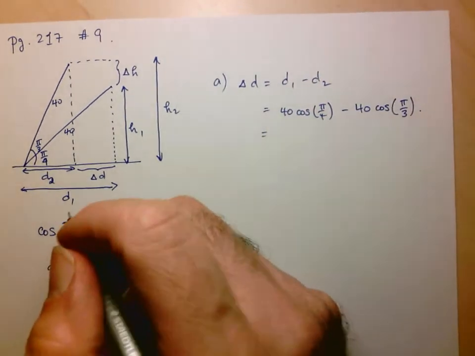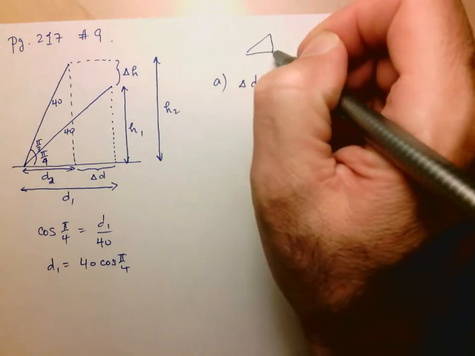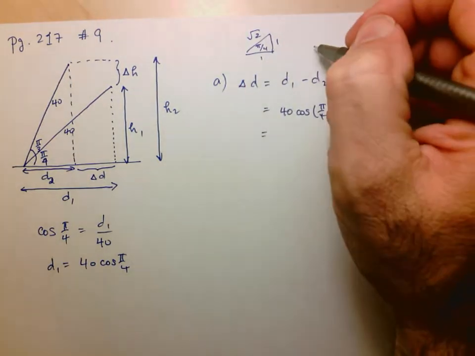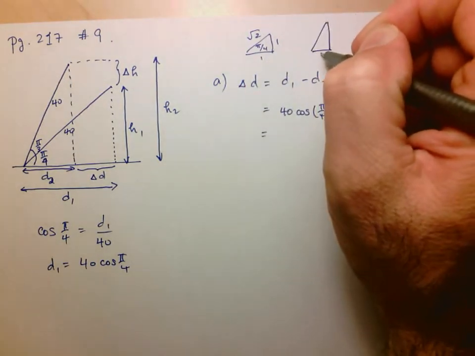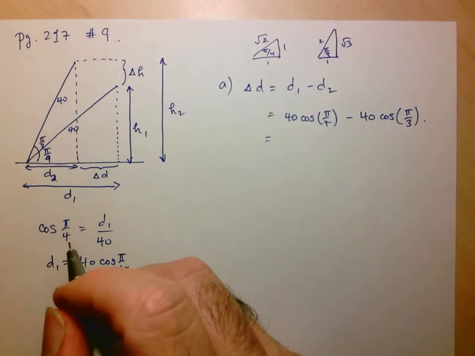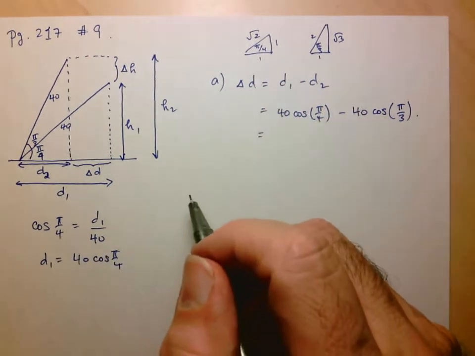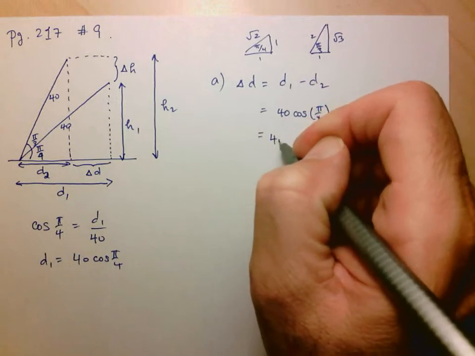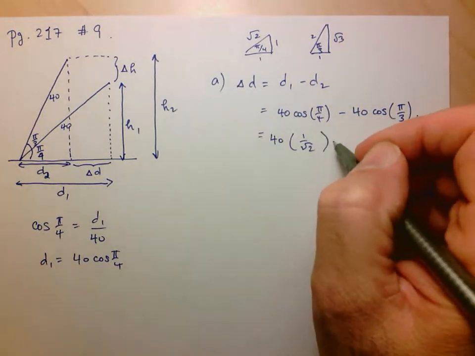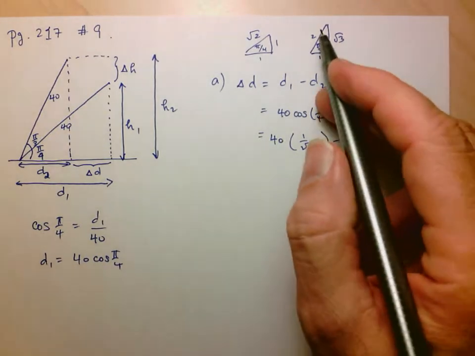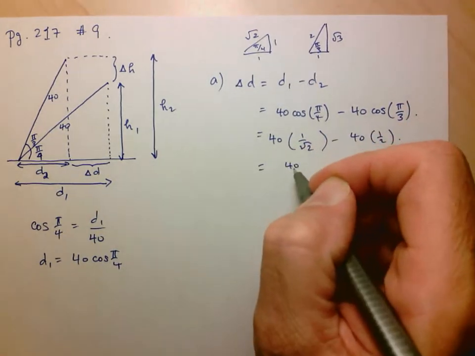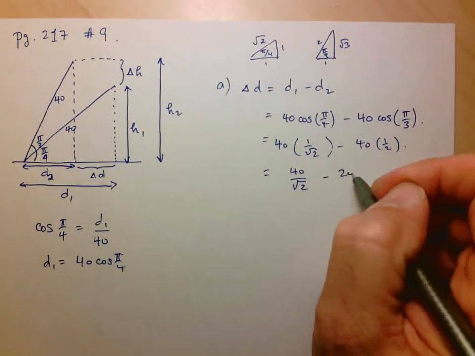Here we have our pi over 4 triangle, which we're going to have to use. So that's just 1, 1, root 2. And then, of course, we're also going to use our pi over 3 triangle, which is 1, 2, root 3. So not a bad idea to draw these out if you need them, especially if you have to do it a few times. So here we have 40 cos of pi over 4 is just 1 over root 2. And then minus cos of pi over 3 is just 1 over 2, so 40 times a half. Let's simplify this. So here we've got 40 over root 2 minus 20.